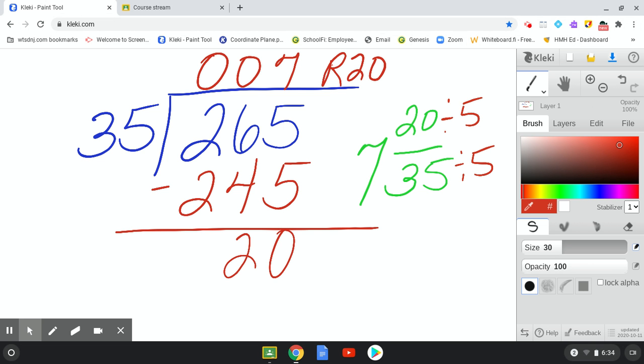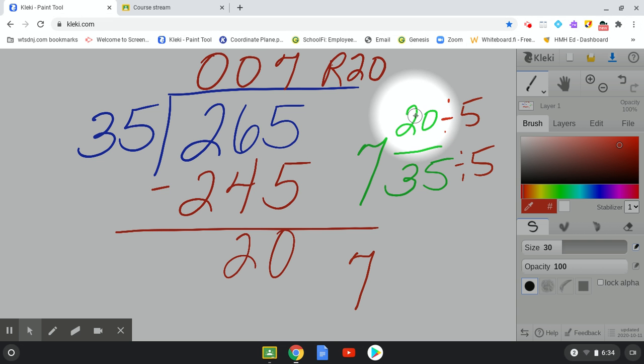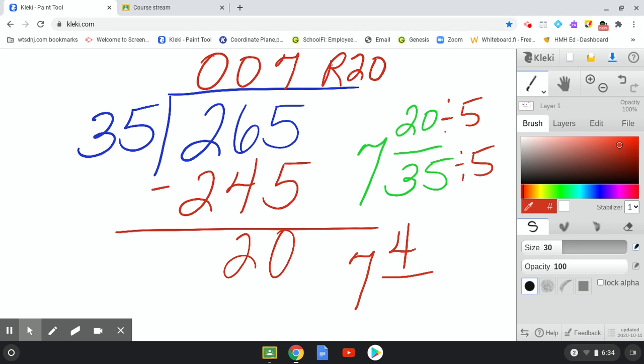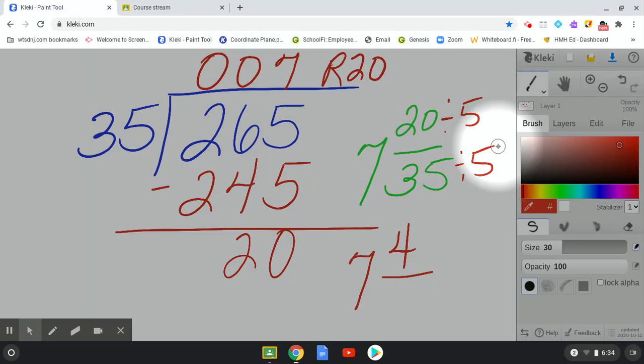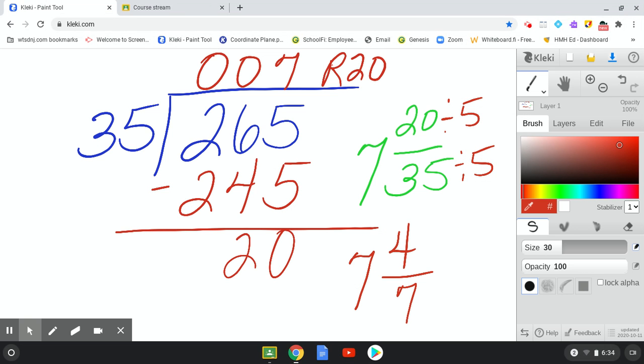Okay? So I'm going to drop down my whole number of 7. I'm going to do 20 divided by 5. 20 divided by 5 is 4. And 35 divided by 5 is going to give me 7. And it just so happens I cannot simplify 4/7 any further, so my final answer is 7 and 4/7.